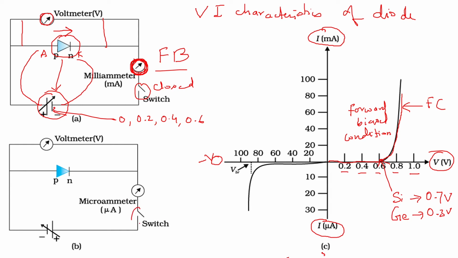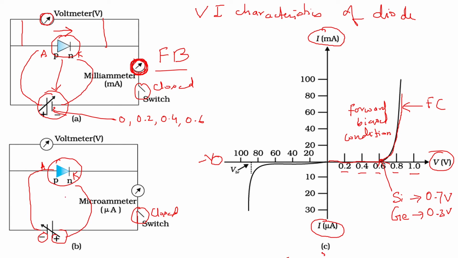Now in the second circuit, if you see, it is a reverse bias condition. If you close this switch, you can see the anode terminal is connected to the negative polarity of the battery and the cathode is connected to the positive polarity of the battery. Then the depletion region in the PN junction will increase because of this reverse bias condition. As you increase it, the depletion region will go on increasing.